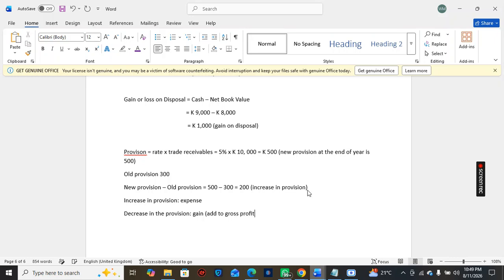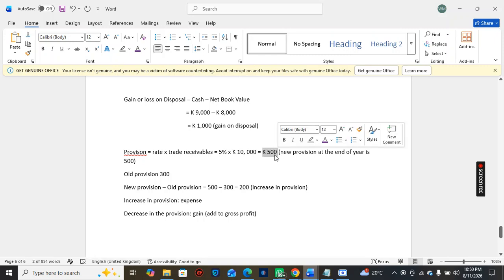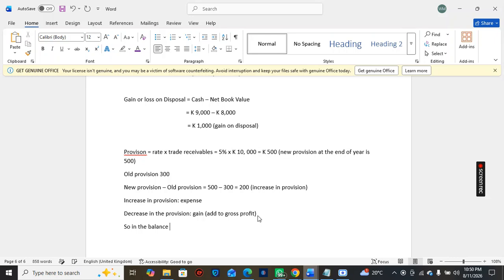Okay, colleagues? Yes. So in the statement of profit or loss, this 200 is going to appear as increase in provision under expenses. Then this 500, you need to deduct it from the trade receivables in the balance sheet. So in the balance sheet, you say trade receivables minus provision for doubtful debts.